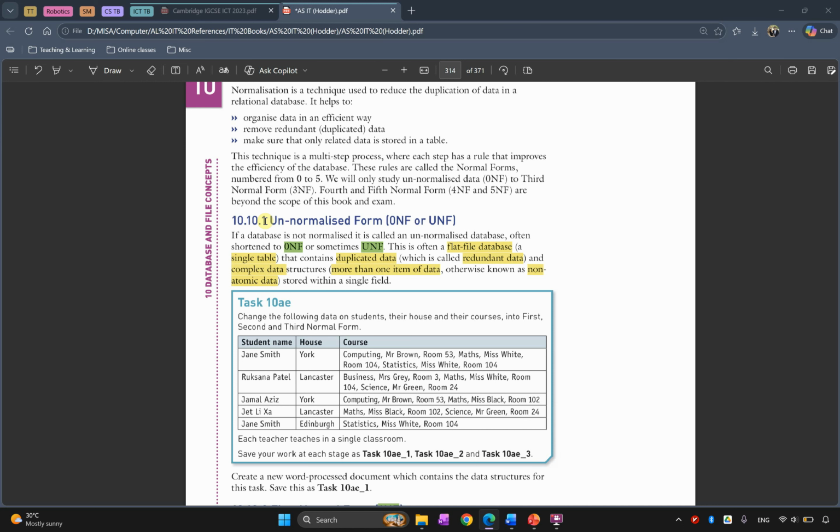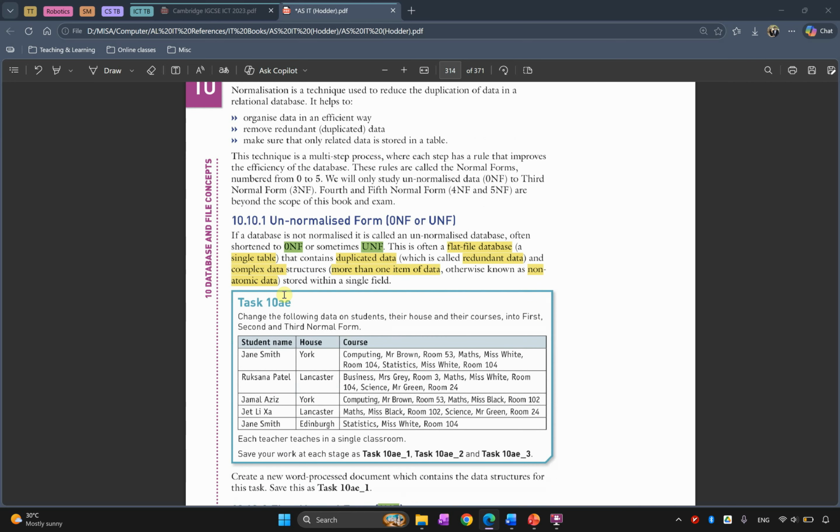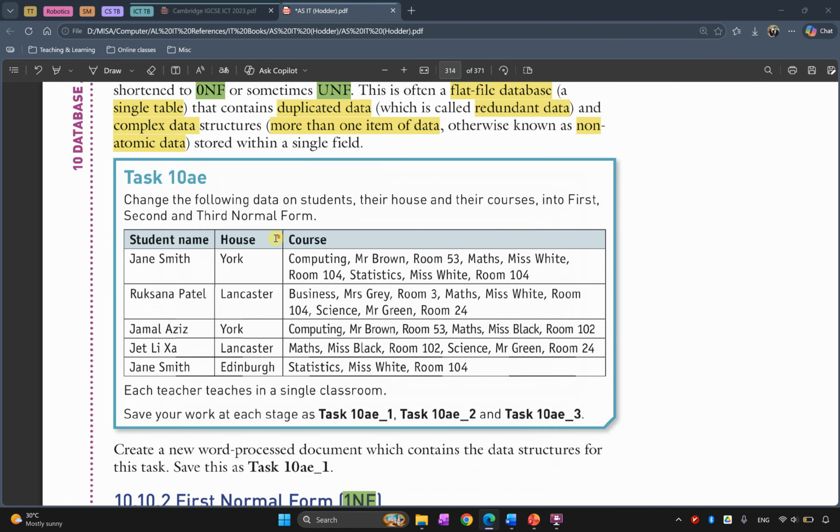Alright, moving to this task, which is related to normalizing the data. I'm going to explain about these three types or four types of normalizing the data. And let's start with the first, unnormalized form.